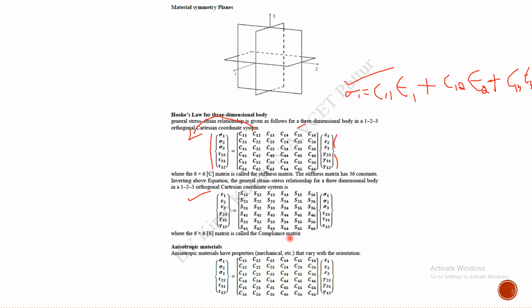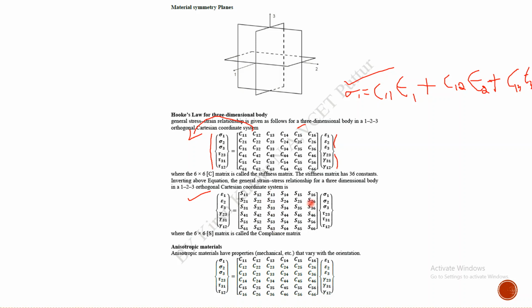You should be very careful in this aspect. C denotes the stiffness matrix, S denotes the compliance matrix. Don't confuse the letters C and S. S is the strain stress relationship, that is the compliance matrix, and C is the stiffness matrix. And later on, all the terms are different here right now.